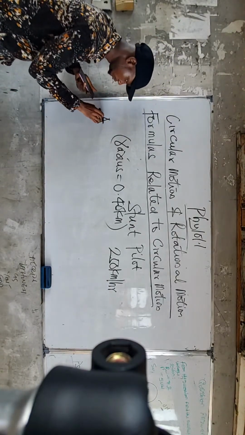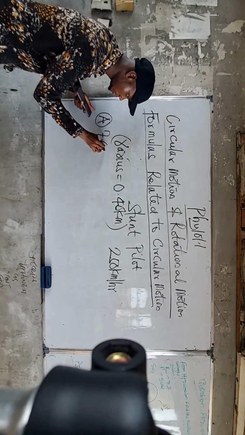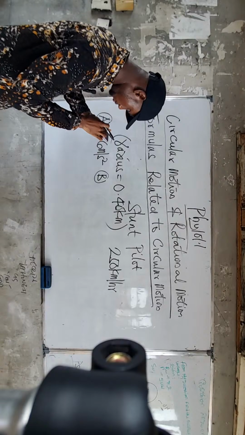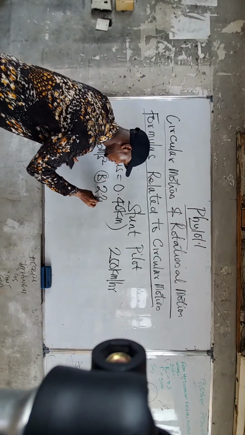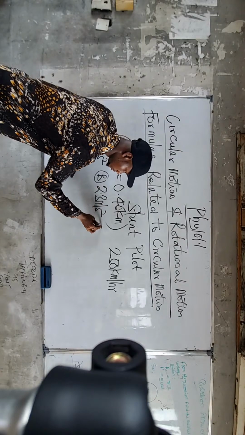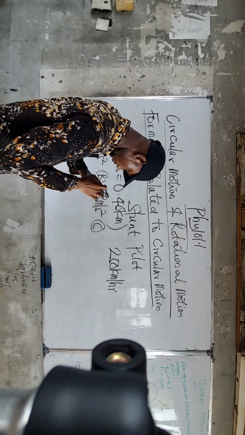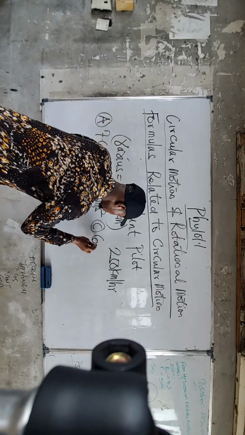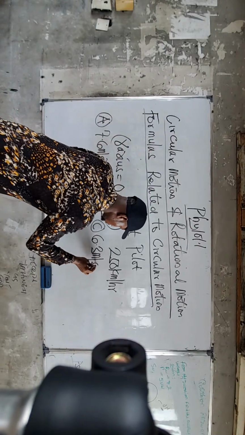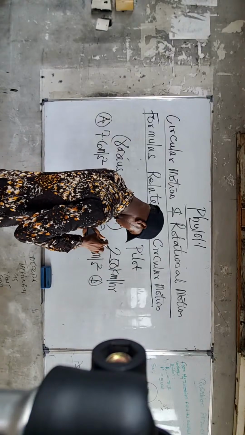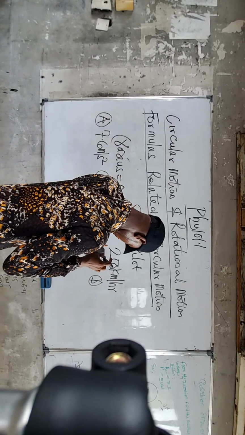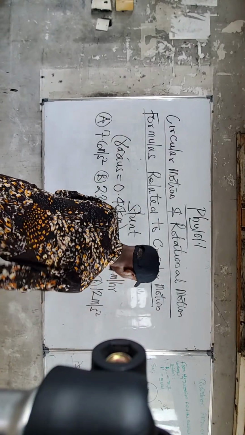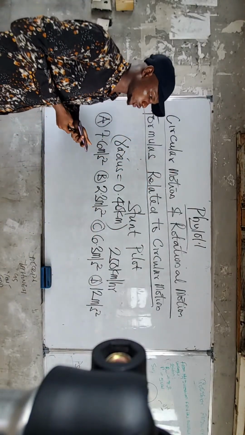A, 7.6 meter per second squared. B, 2.3 meter per second squared. C, 6.3 meter per second squared. D, 12 meter per second squared. Now these are the options here.